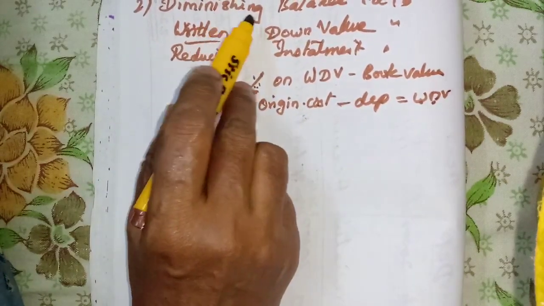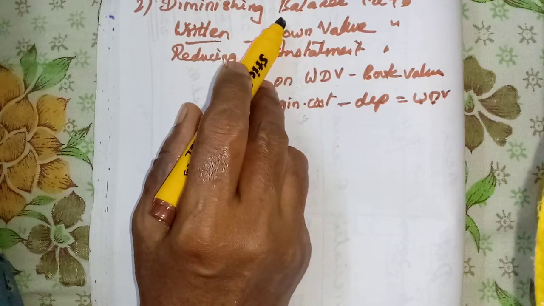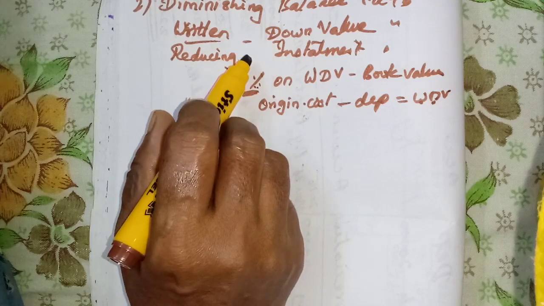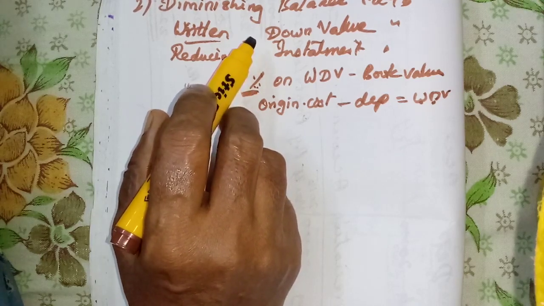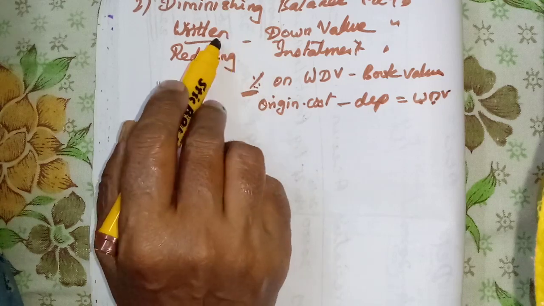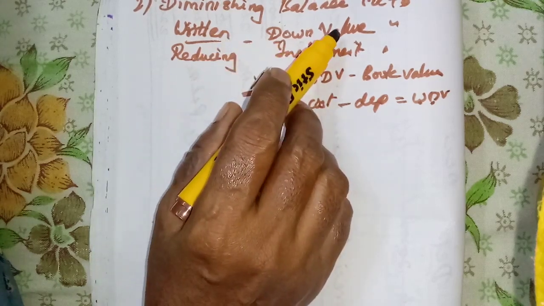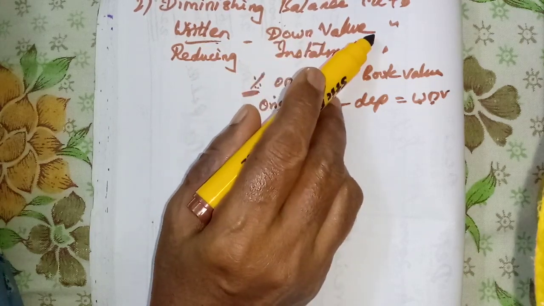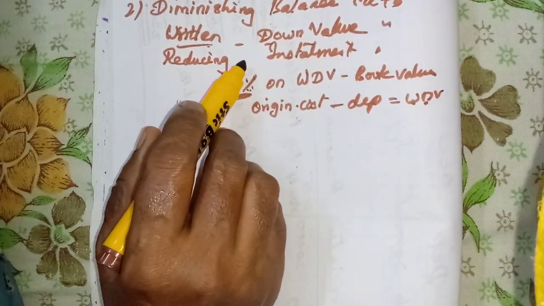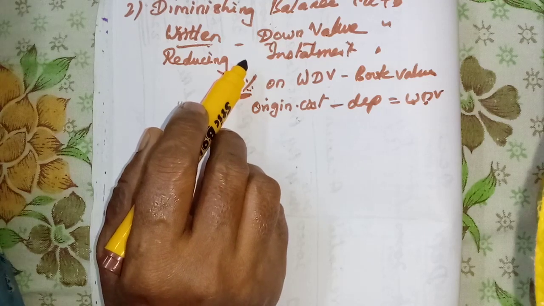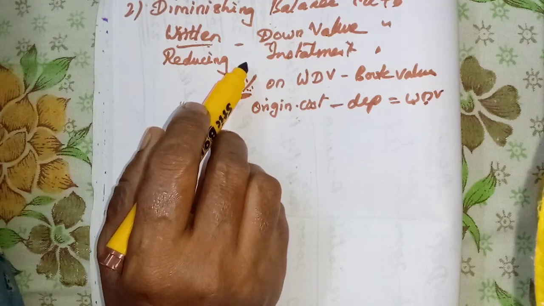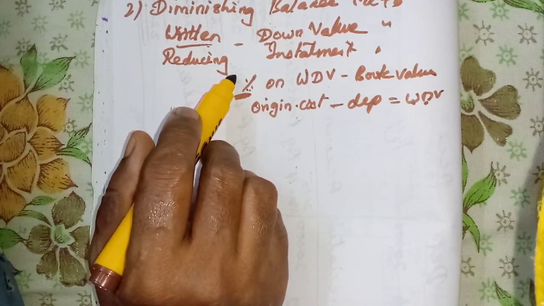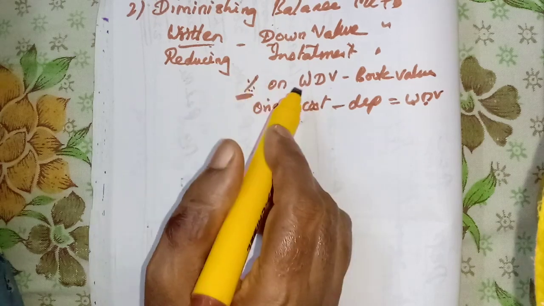Okay, it is called diminishing balance because every year the balance gets reduced. That value of the depreciation gets decreased each and every year. Here we are calculating not on the original cost but on the written down value of the fixed asset. Then the installment that we charge on the depreciation account every year is reducing. Okay, it is not fixed installment throughout the life of the asset.